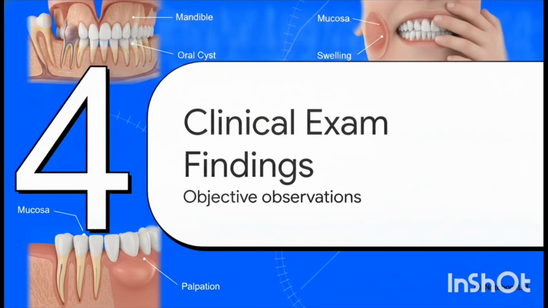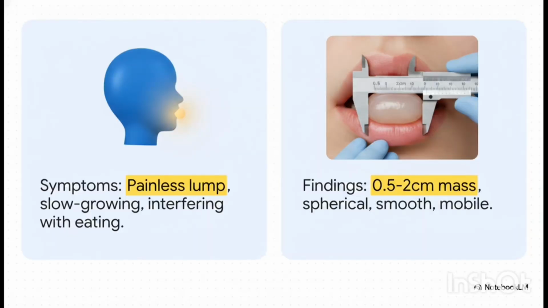Next up, Section 4, clinical examination findings. Okay, time to put on our clinician hats. This really beautifully illustrates the difference between what a patient feels and what you, the professional, actually measure. The patient just feels this annoying, painless lump that gets in the way of their dinner, but your clinical findings need to be highly specific. You are looking for a spherical, smooth, mobile mass. Usually it's going to measure somewhere between 0.5 and 2 centimeters in diameter, and you'll most commonly find it right there on the lower lip.